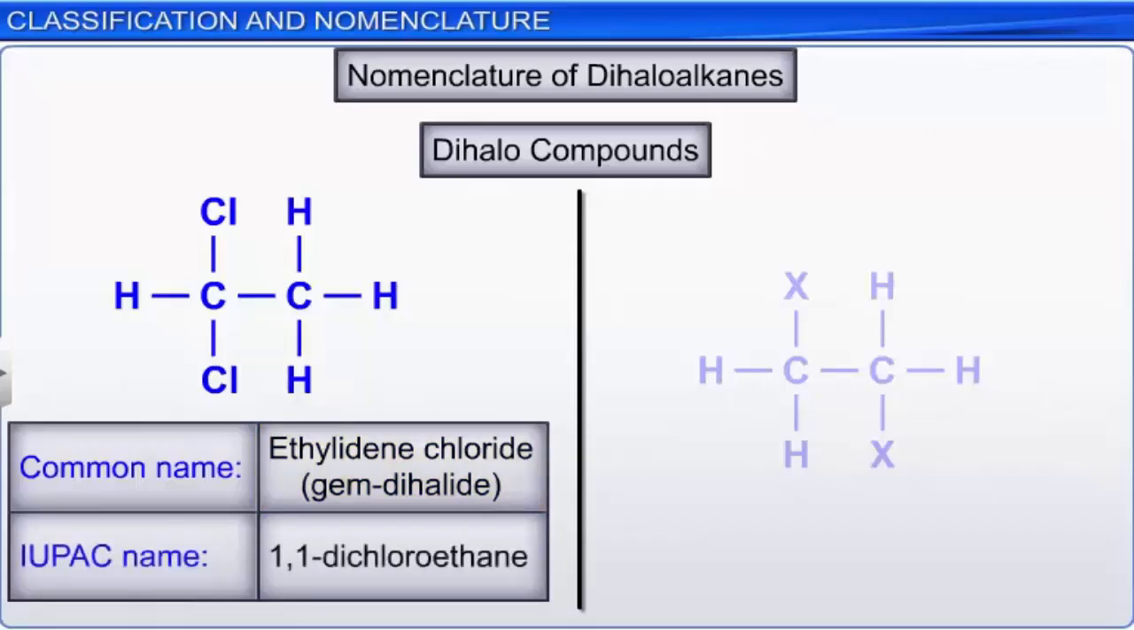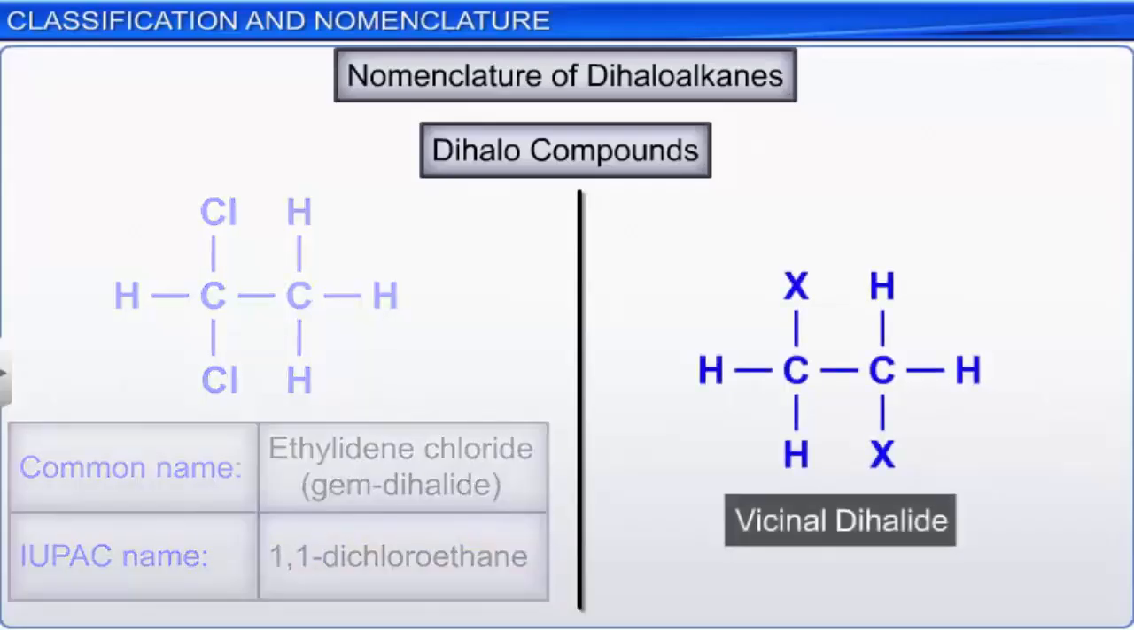For the molecule shown here, the common name is ethylene dibromide. Its IUPAC name is 1,2-dibromoethane.